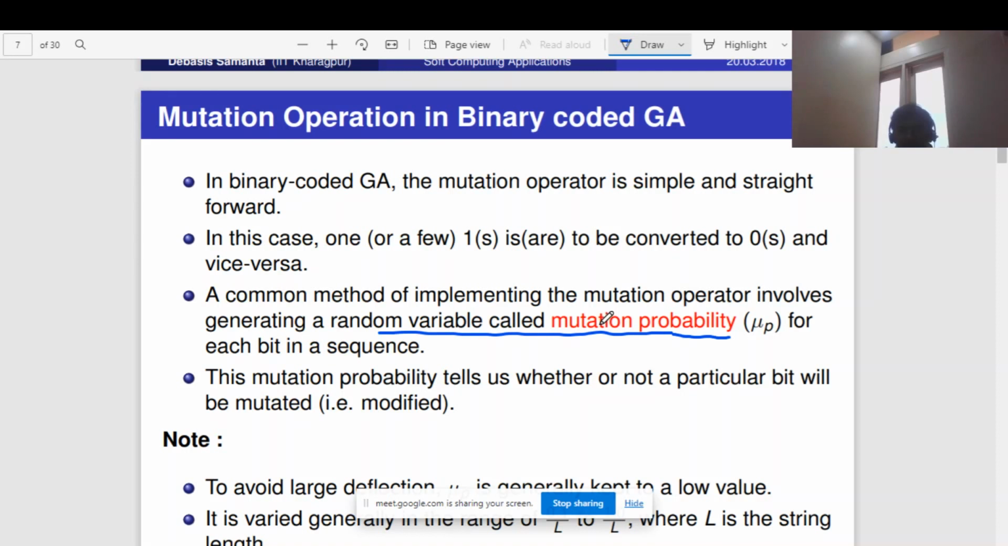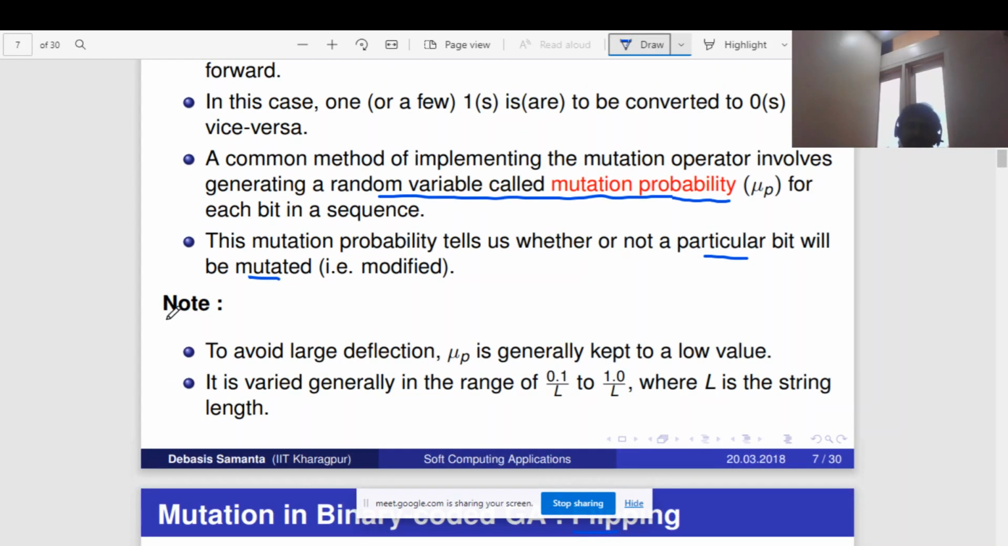If the mutation probability is 1, then that particular bit from the actual offspring will be flipped, otherwise it will not be flipped. The mutation probability tells us whether or not a particular bit will be mutated, that is, whether it should be flipped or not. This should be noted to avoid larger deflection.